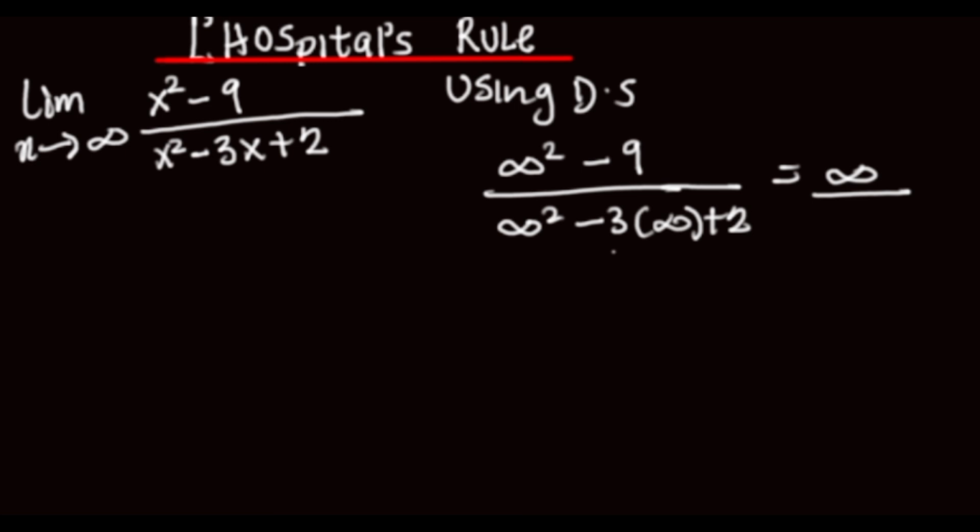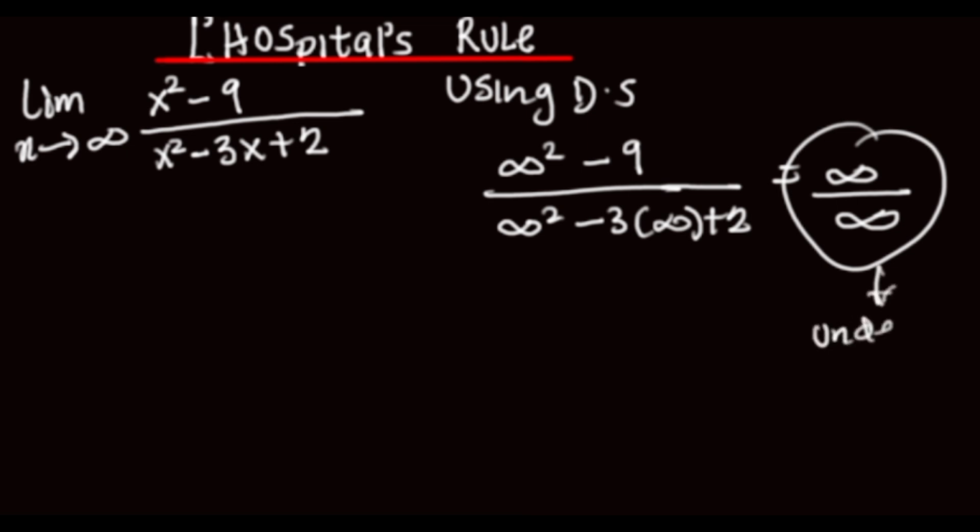Then divided by, here as well, infinity squared is a large number. Minus 3 infinity is still a large number. Then plus 2 is still a large number. So this is going to give me infinity. So in that case, infinity over infinity, this basically means that using direct substitution, this is undefined. This is undefined because I'm having infinity over infinity, and you know what the condition is.